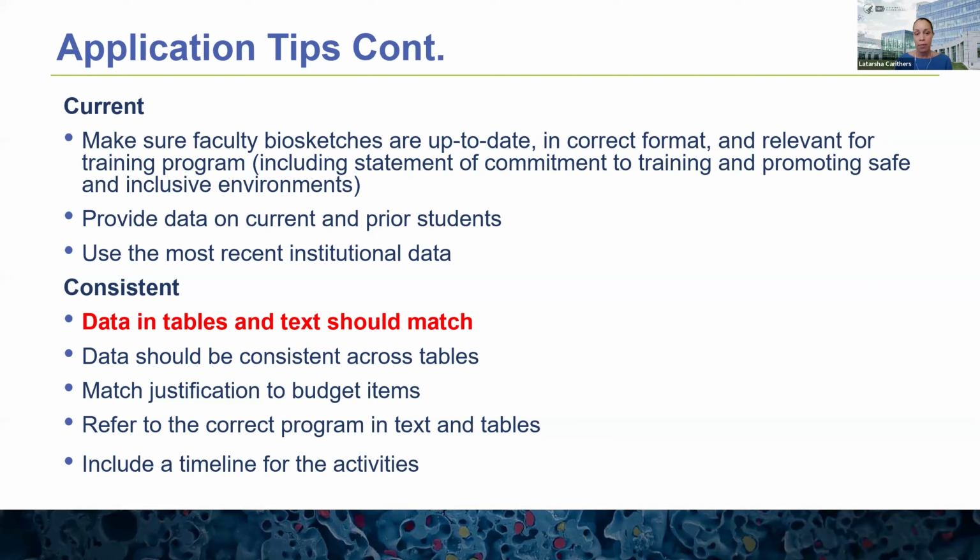If you are talking about prior students, you need to specify if they were students who were in your training program, if you had a previous iteration, or if you're referring to students who were just eligible for your training program at that time. That's an area that's kind of confusing for reviewers. Also use the most recent institutional data. Don't use data from a million years ago.